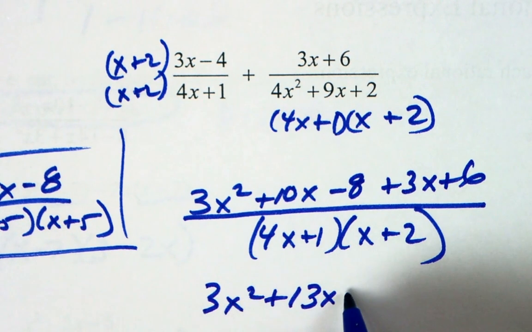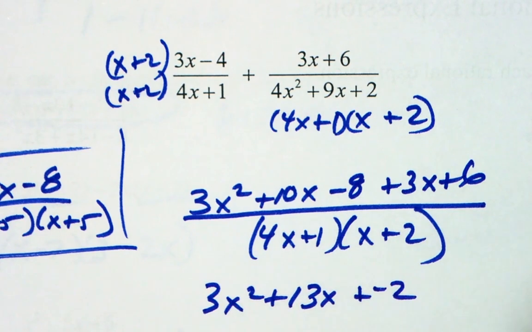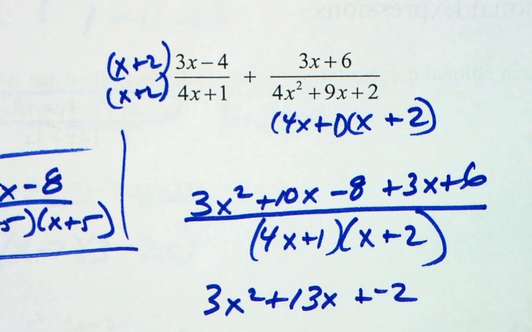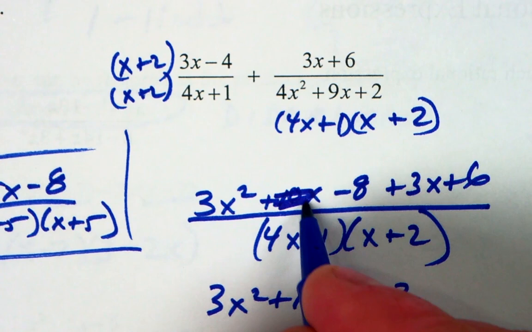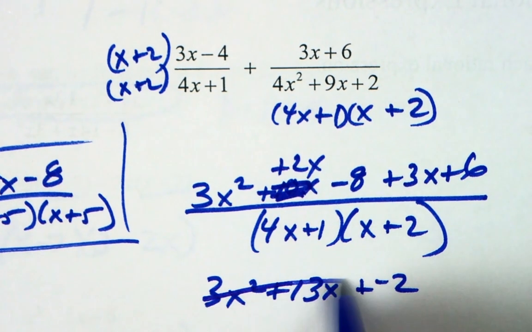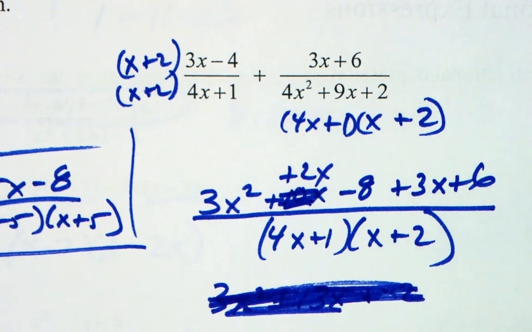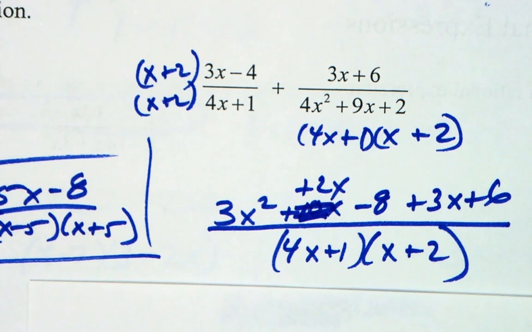Did I make a mistake? Dang it. I think when you're distributing it, it's negative 4x plus 6. Ah, so it should be plus 2x, shouldn't it? There you go. I'll just erase that.